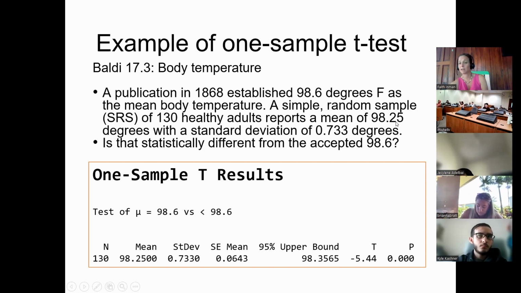That's what it says up here. We got a mean of 98.25. Our standard deviation, 0.733. That's what we also found right here. We just plugged it into the computer. The standard error of the mean, which is the standard deviation divided by the square root of n, is 0.0643. And the 95% upper bound of the confidence interval. We haven't talked much yet about confidence intervals, but we will more. It's another way of describing the variation of the data. The 95% upper bound would be 98.35.